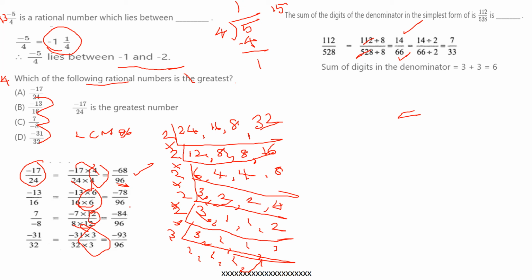Next cancel with the 2 table, 7 2s are 14, 3 2s are 6, 3 2s are 6, so 7 by 33. Here the question asks the sum of the digits of the denominator, so 3 plus 3 equal to 6 is the answer.